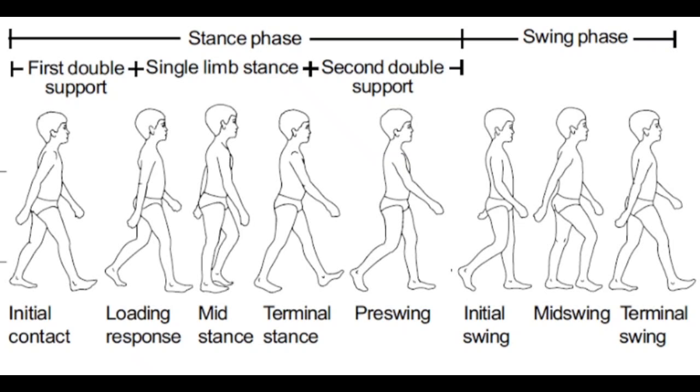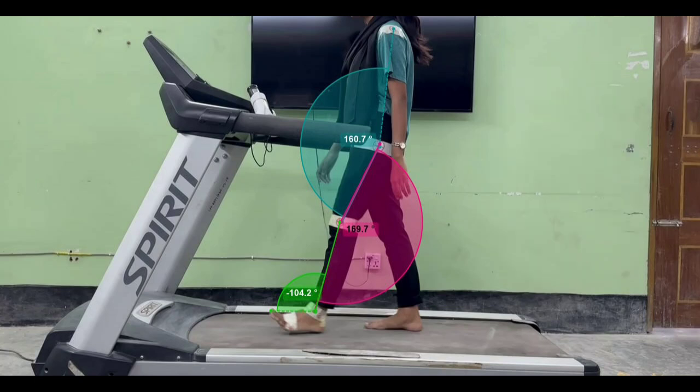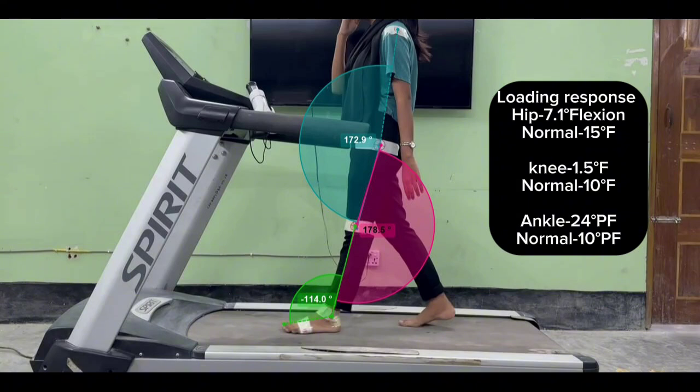In initial contact, the angulation of the hip is 14.9 degree flexion, knee is 3.9 degree flexion and ankle is 8.1 degree plantar flexion. In loading response, the hip is 7.1 degree flexion, knee is 1.5 degree flexion and the ankle is 24 degree plantar flexion.